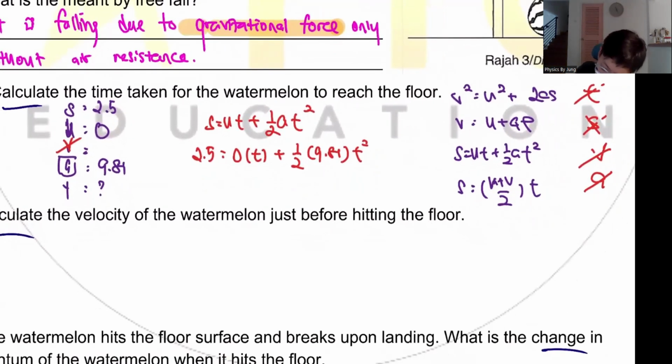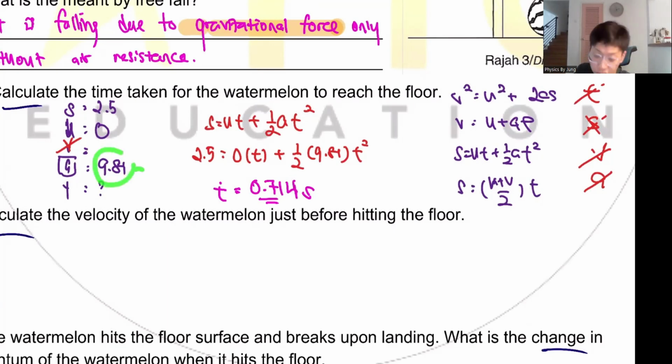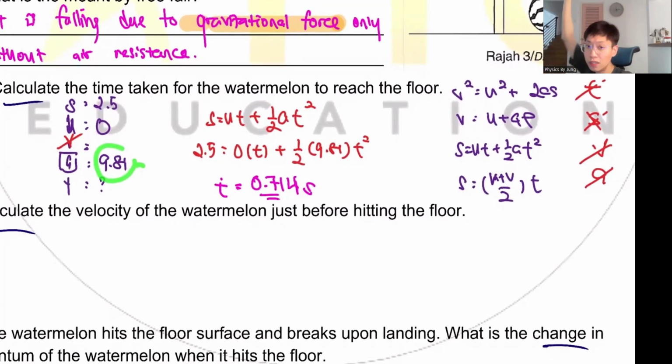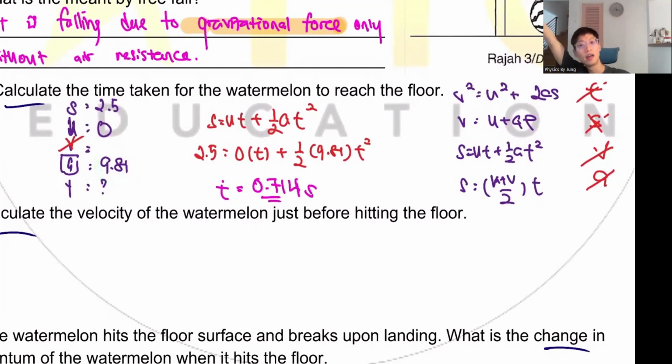So how much is my t value? You just count this out. While you are calculating this, I'm going to double check. How many of you got 0.74? How many of you, your school teacher teaches you to put negative for 9.81? Anybody here, your school teacher teaches negative 9.81? For dropping down it is negative.